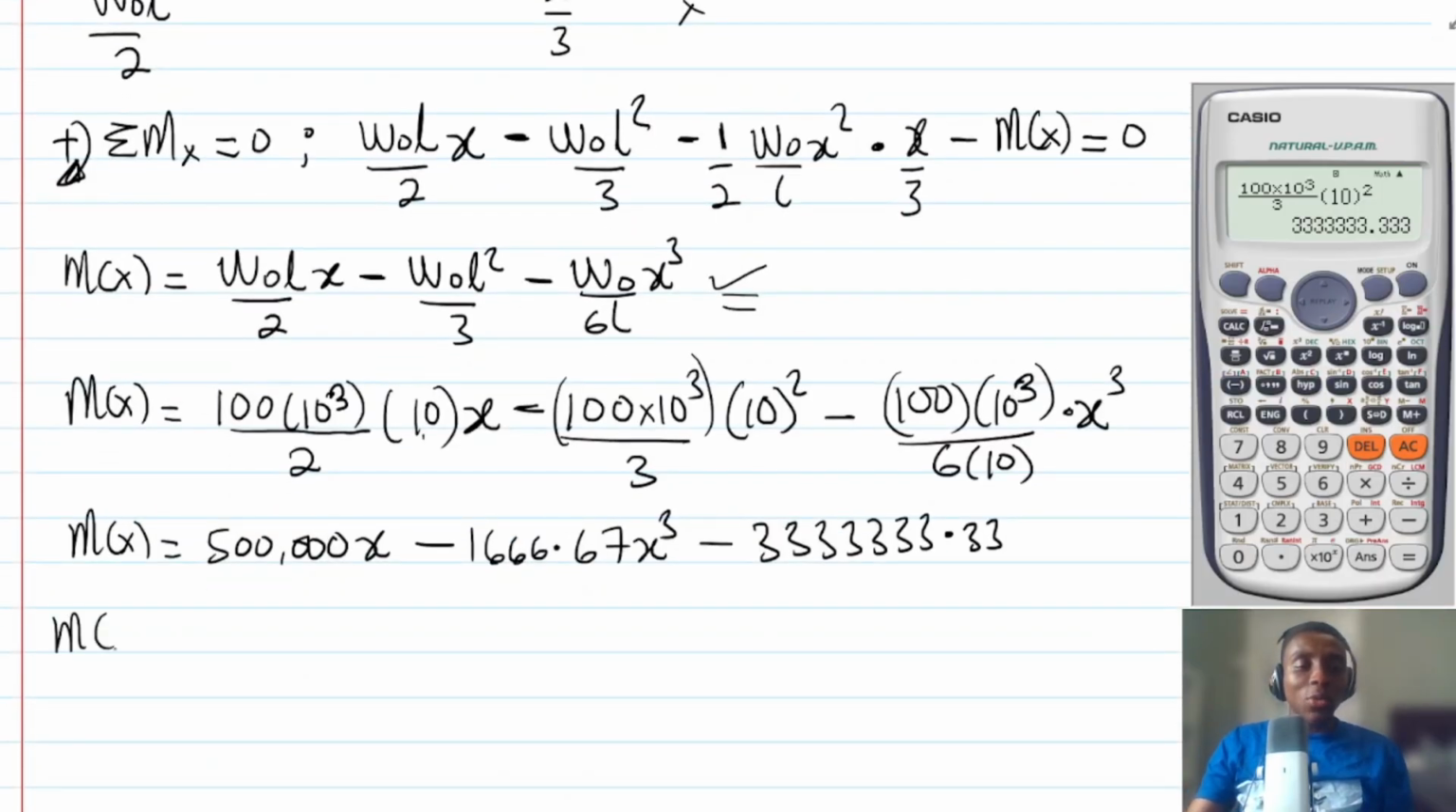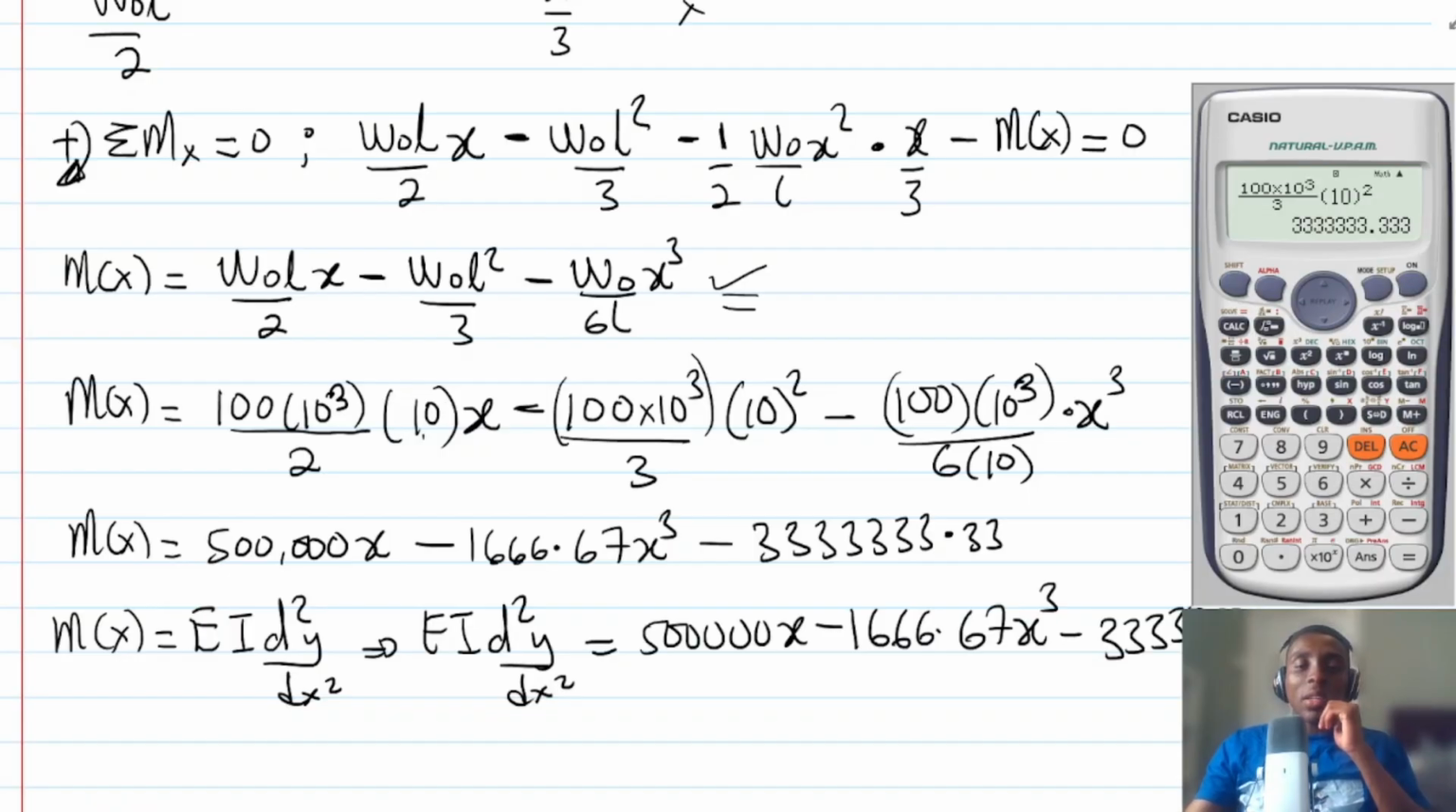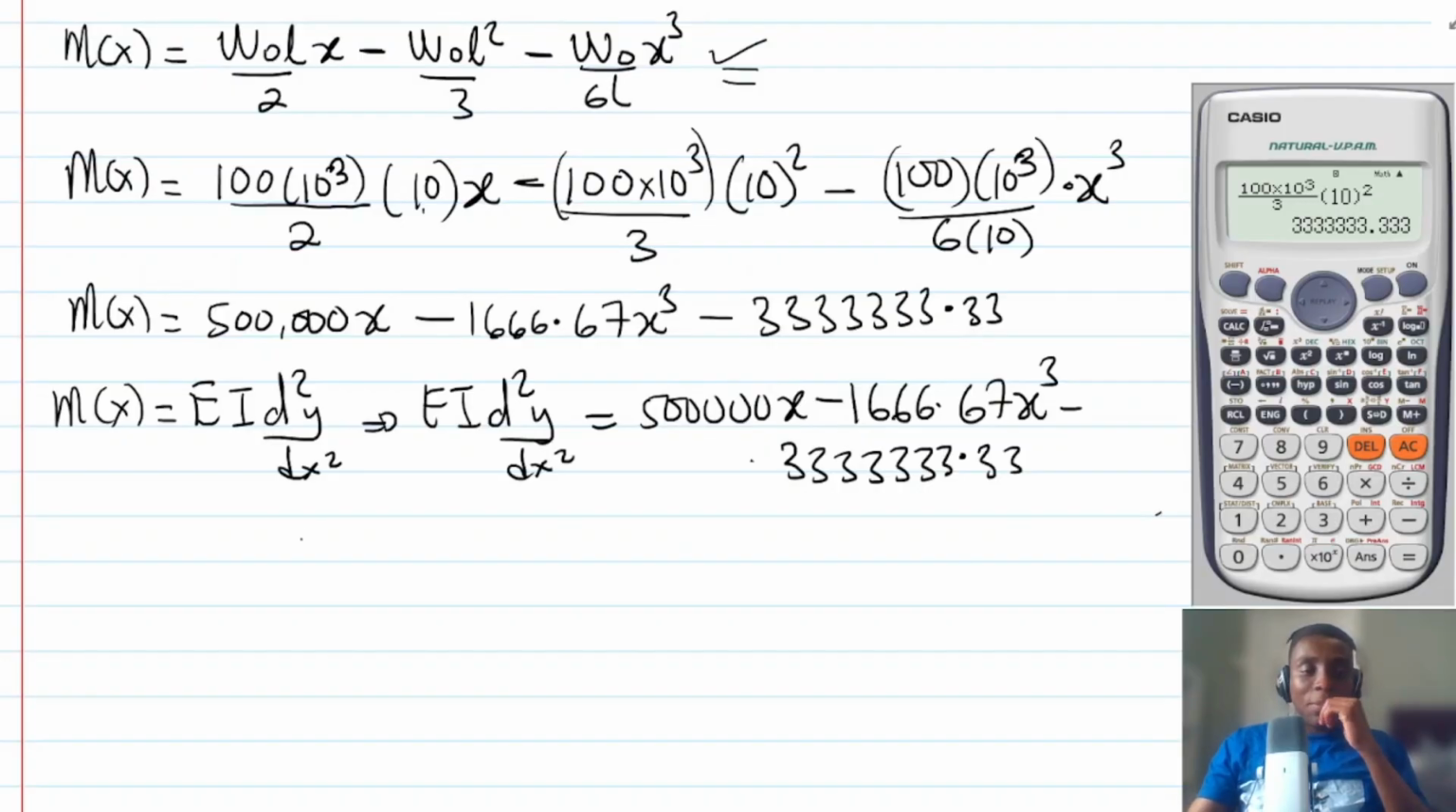It means that from the differential equation of the beam deflection, EI d squared y over dx squared is simply going to be everything here: 500,000 x minus 166.67 x cubed minus 3,333,333.33. So actually, this is the starting point.